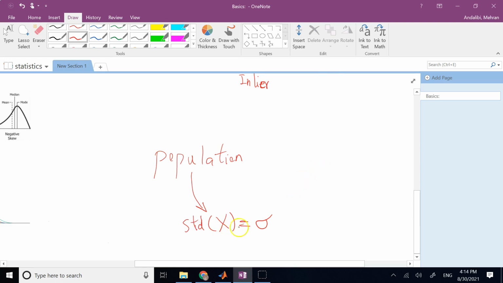Let's say, for example, that's the standard deviation of the male height in the United States. Well, could you go and measure the height of every single male person in this country, put them on a huge data sheet, and then calculate the standard deviation? Well, that's a very hard job.